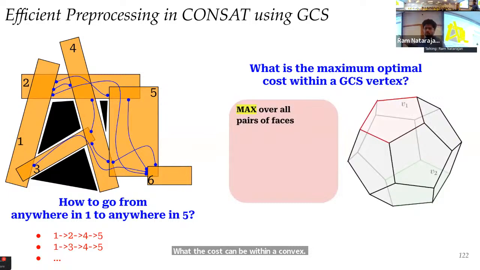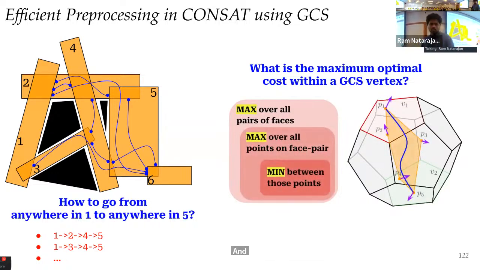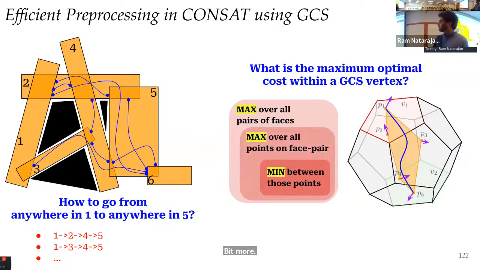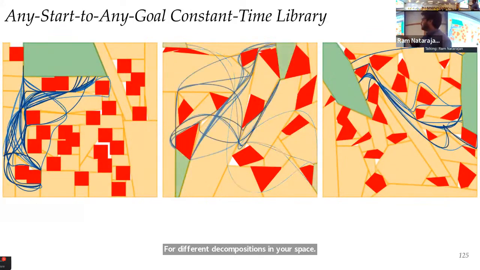If you assume we have these polyhedral representations for the convex sets, then you can formulate a max min problem to find this upper bound. This is basically similar to finding the largest diagonal within a convex set, but because your trajectory representation can be more sophisticated than just a straight line, you need to do something a bit more complex to find this upper bound. Once you have this upper bound, this is an example of how it looks for different decompositions of your space into different convex sets. And you can use this upper bound to compute this motion library, right?